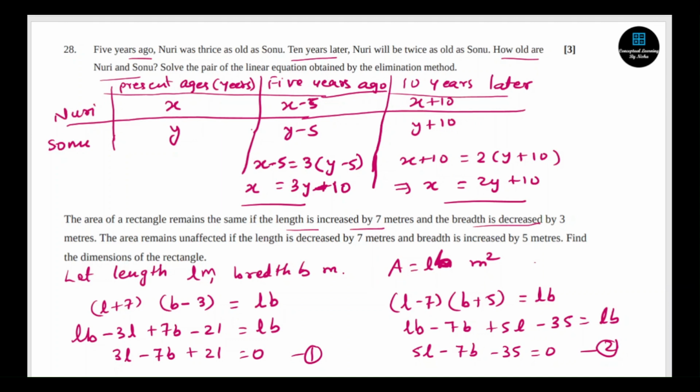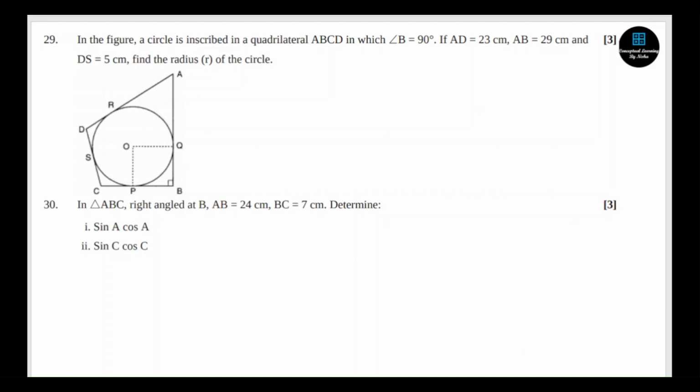Alright. Now again very interesting question. So this quadrilateral is given and the circle is inscribed in that. Means what? The sides of the quadrilateral touch the circle. So they are tangents. Alright. Now we have to find the radius of the circle. So radius here are OP and OQ.